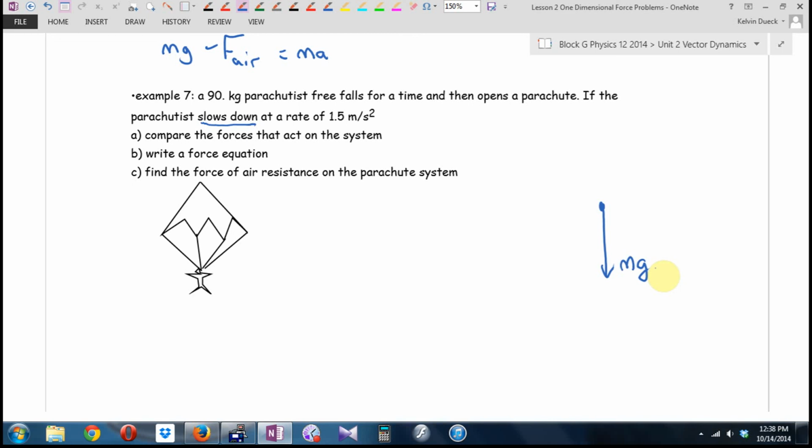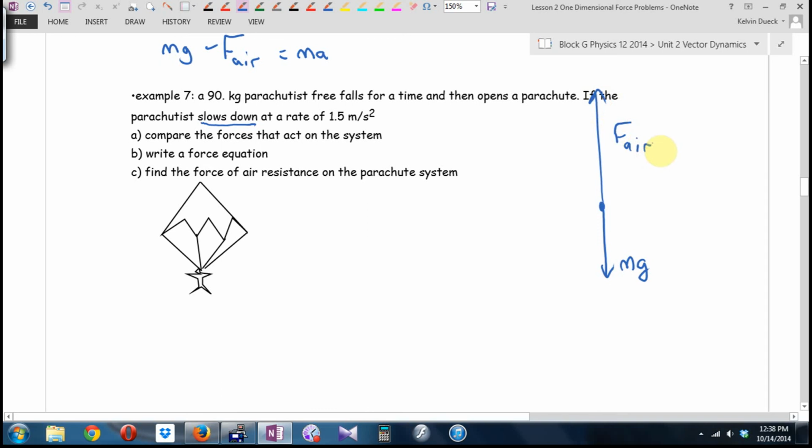So, am I going to draw air resistance bigger, smaller, or the same size as mg? Which way am I accelerating? Up. So what direction must the winner be? Up. So am I going to draw air resistance bigger, smaller, or the same size?